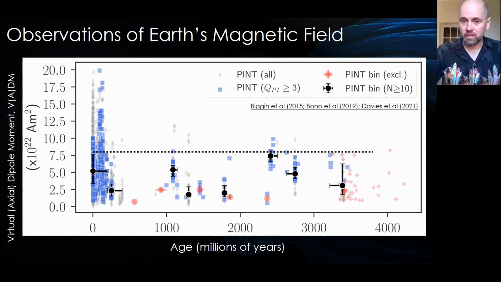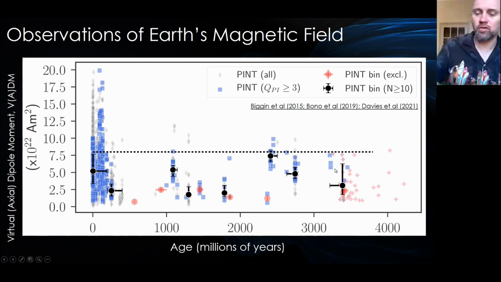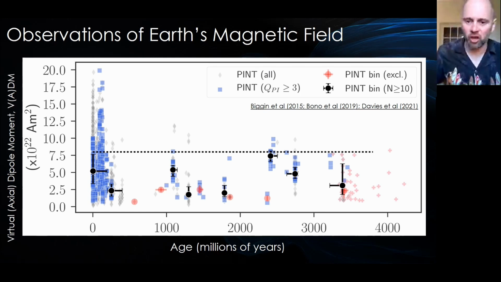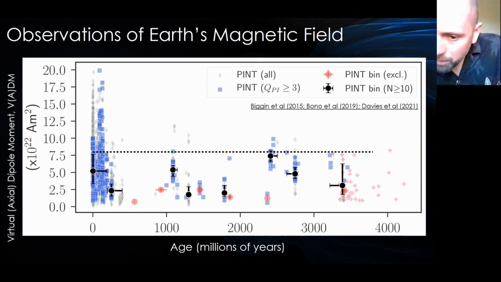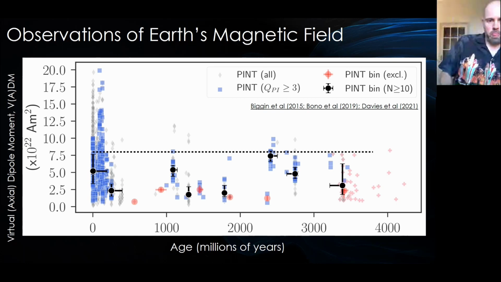Does anyone have any questions at this point, before I move on to the physics and how we describe the way the magnetic field works? Yeah, I've just got a question. How did you get data from 150 million years ago for the reversal of polarity?